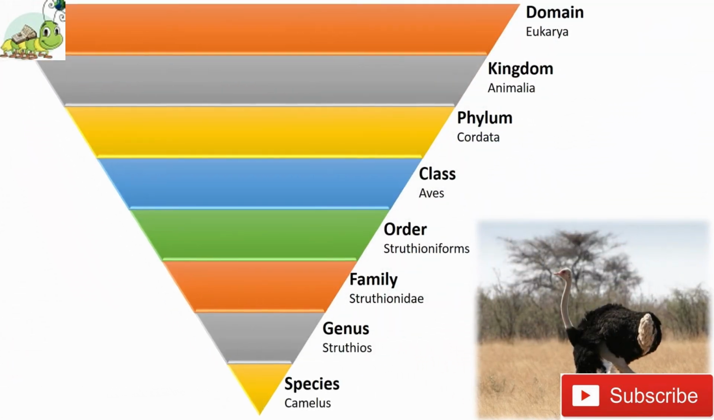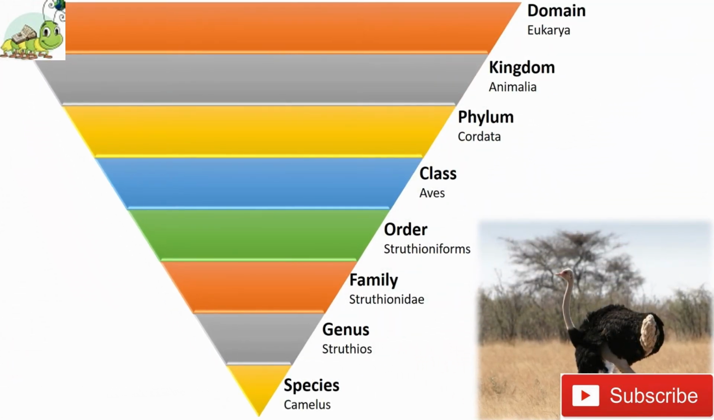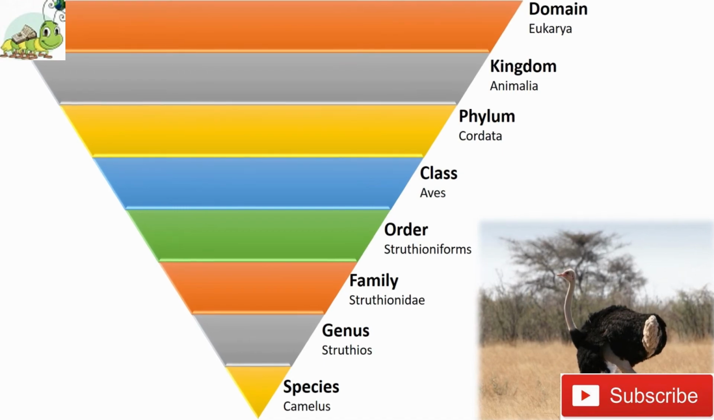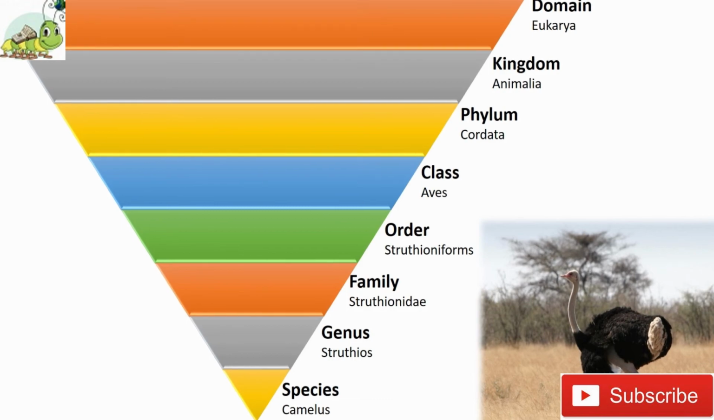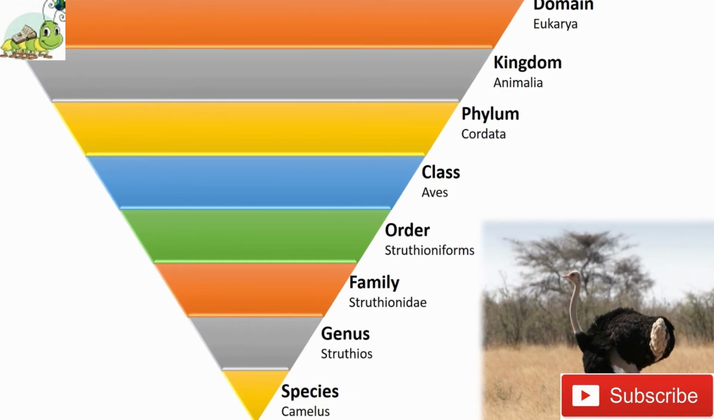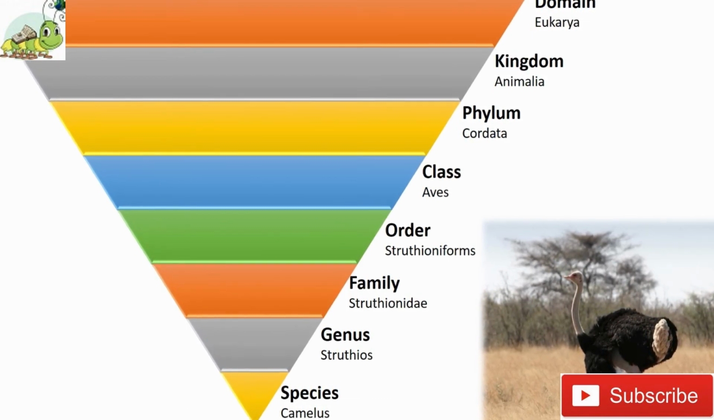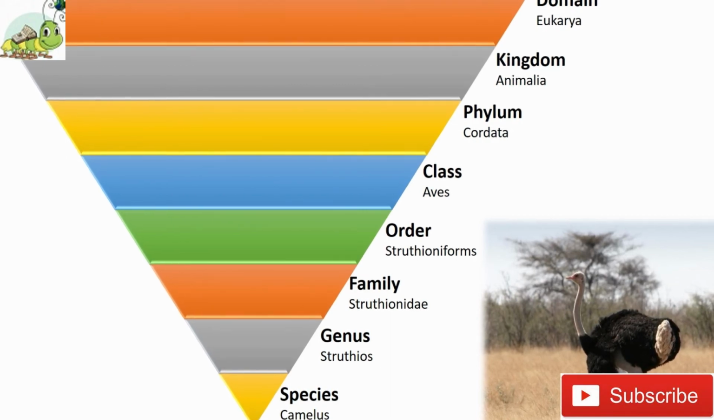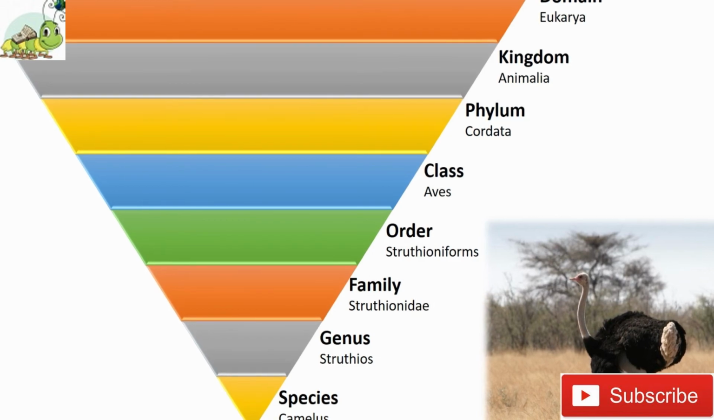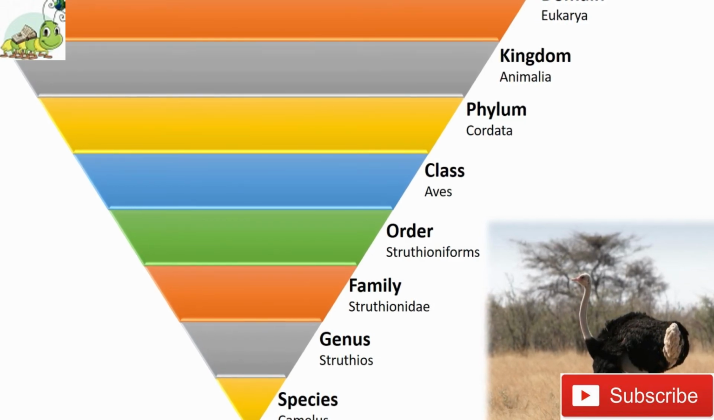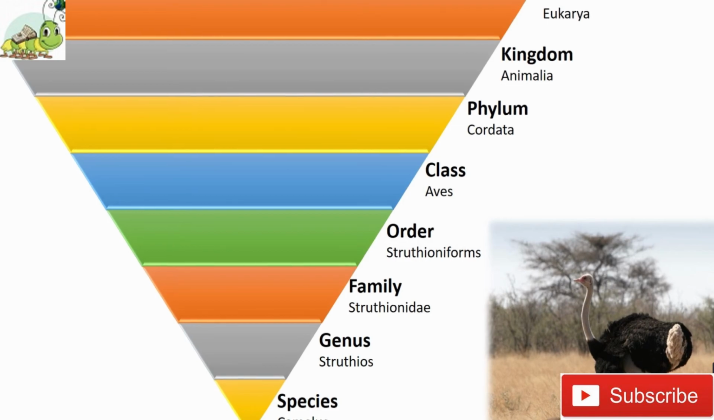Last, we observe one bird, the ostrich. Domain Eukarya, kingdom Animalia, phylum Chordata, class Aves, order Struthioniformes, family Struthionidae, genus Struthio, species camelus.